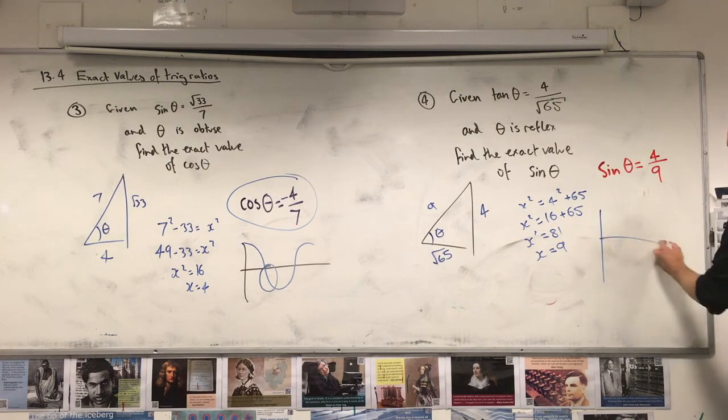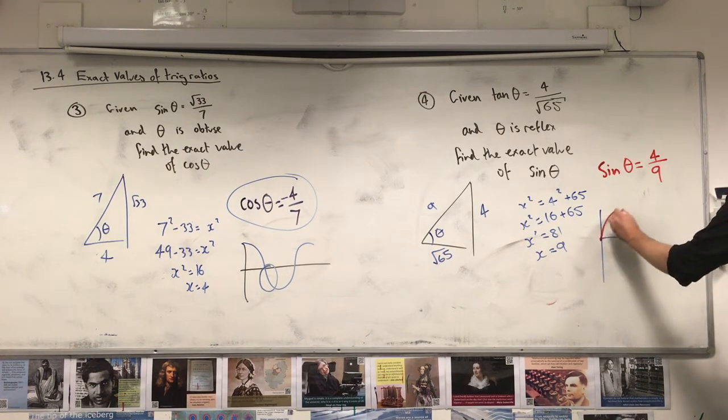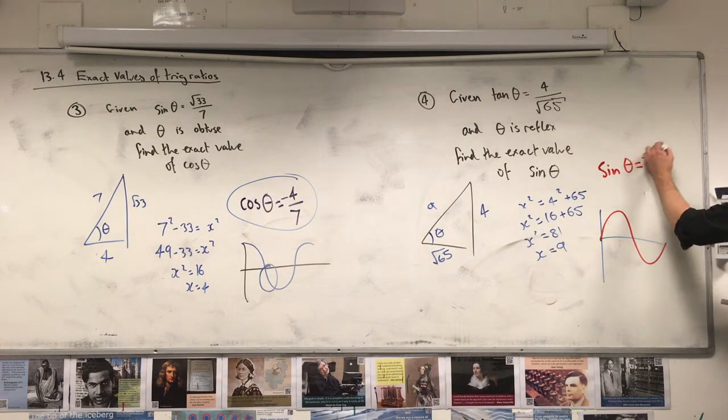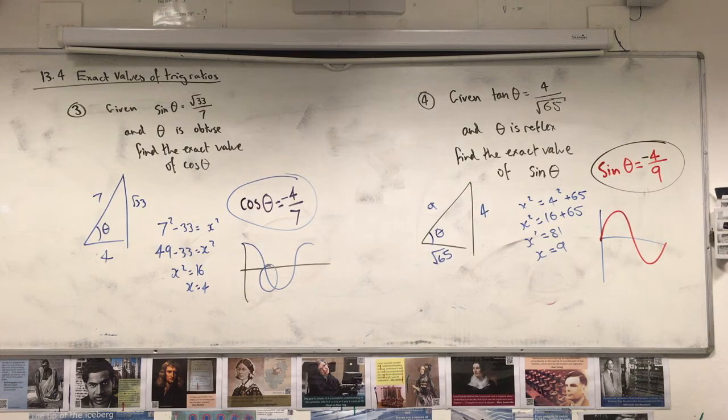So reflex for sine, again, is negative. So sine always negative there. I think every example I did was negative. But yeah, they're not always going to be negative. Do a sketch and check.